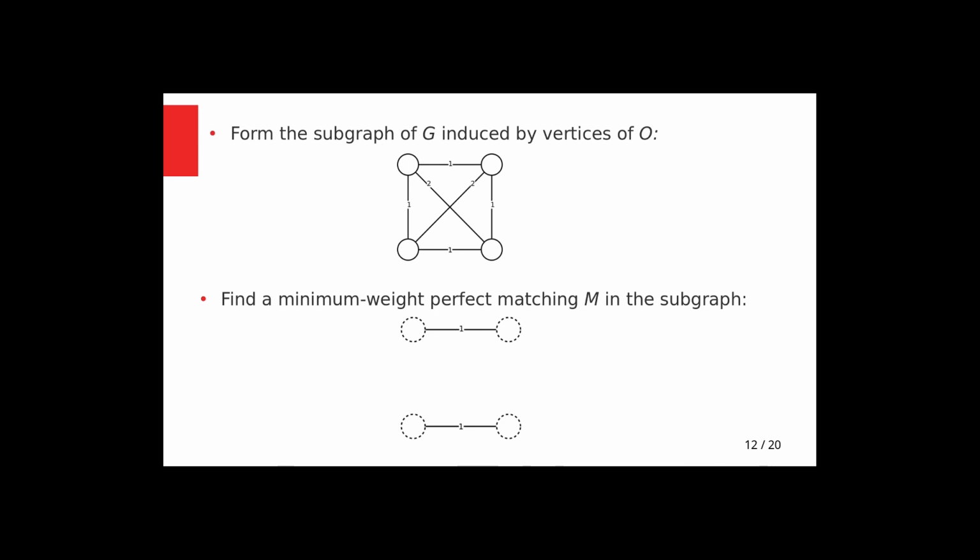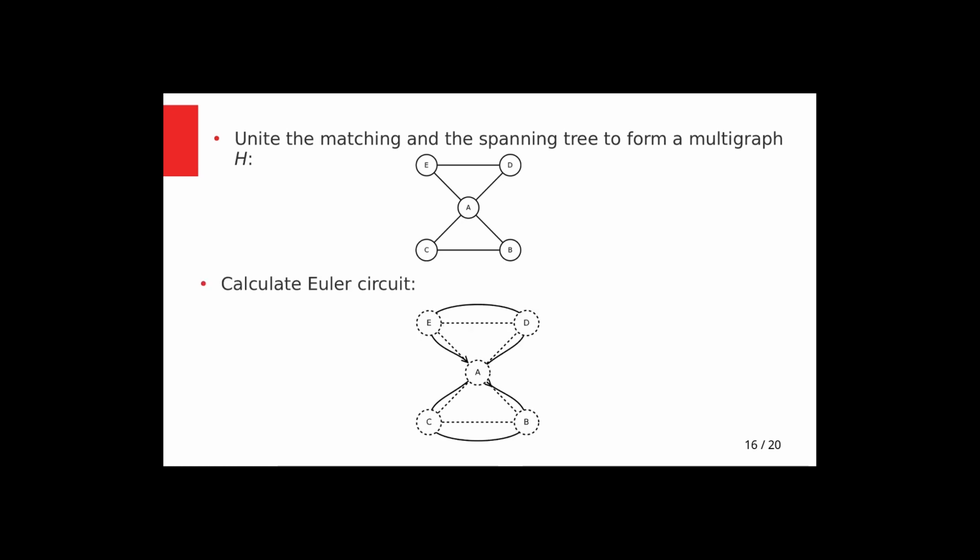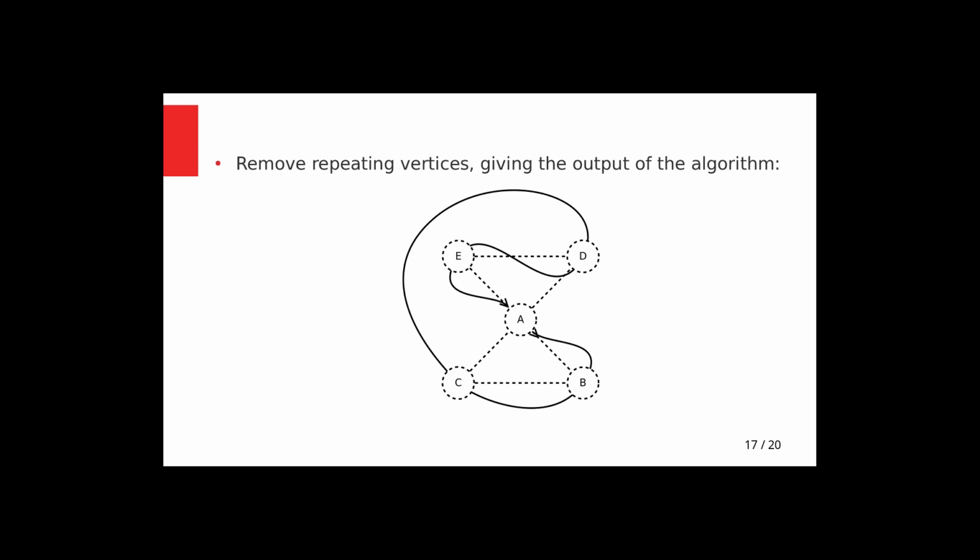Then we take the union of the matching and the spanning tree, and we form a Eulerian multigraph. After that, we can simply calculate an Euler circuit. Since the Euler circuit will have repeated vertices, we remove those repeats and find a Hamiltonian circuit. We know that circuit will exist because the graph is complete, which means that whatever vertex we remove, we can find an edge to the next vertex because the graph is complete.